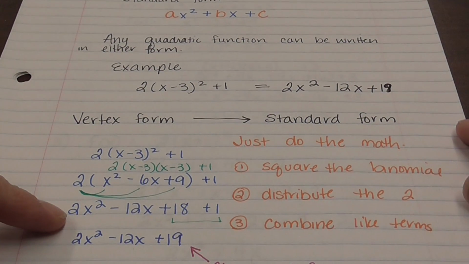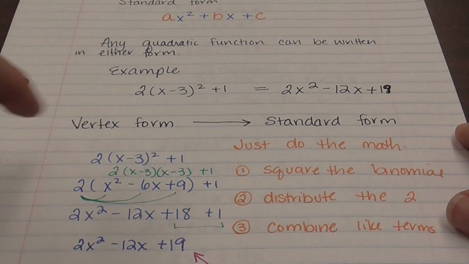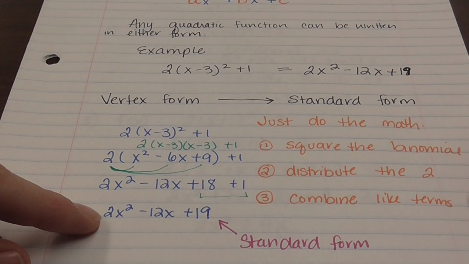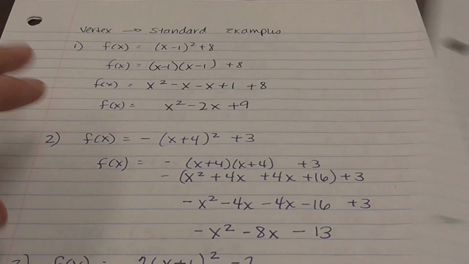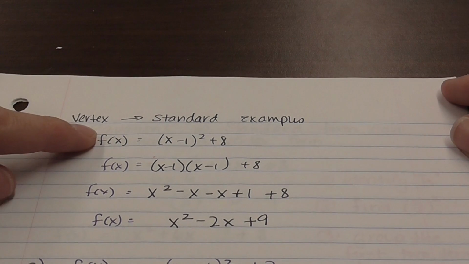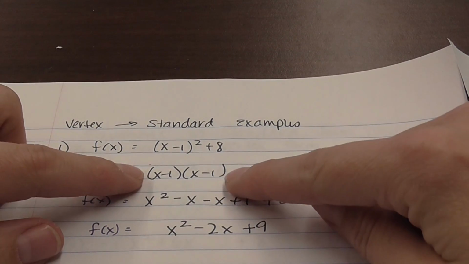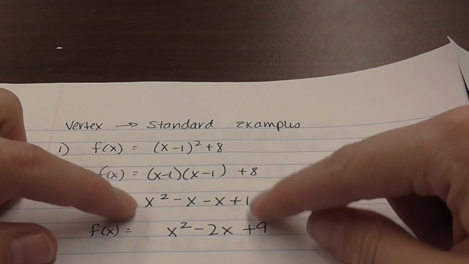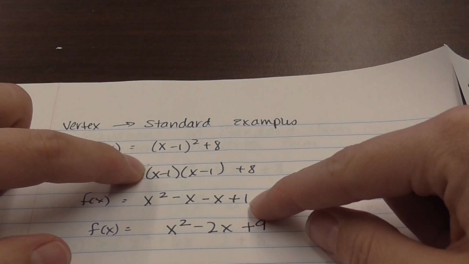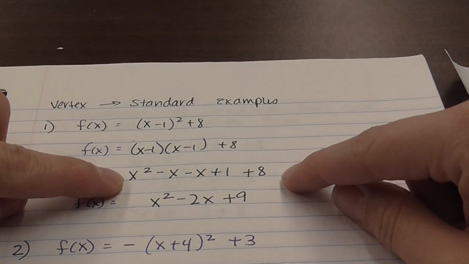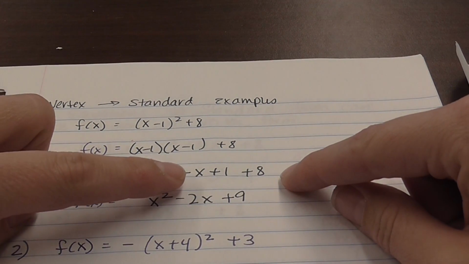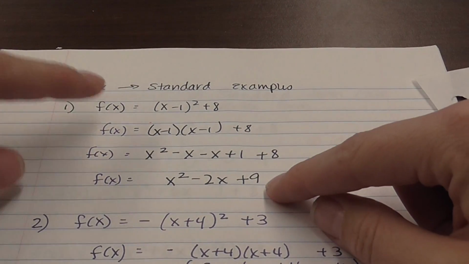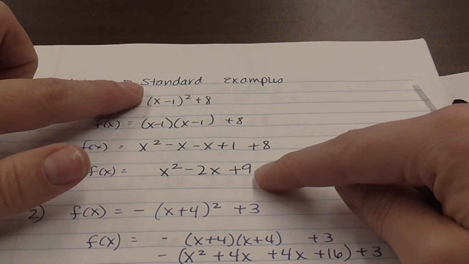After we distribute the 2, I'm going to combine like terms, so the 18 plus 1 is just 19, and when you're done, you have it in standard form: 2x squared minus 12x plus 19. So let's look at a couple more examples. You start with it in vertex form. I'm going to multiply out the binomial, so x minus 1 times x minus 1. When I'm done there, I look to see if there's anything I was supposed to multiply it by, and there's not. So now I'm just going to combine my like terms. The minus x minus x is minus 2x, and the 1 plus 8 is just 9. So this is the exact same equation as that one.